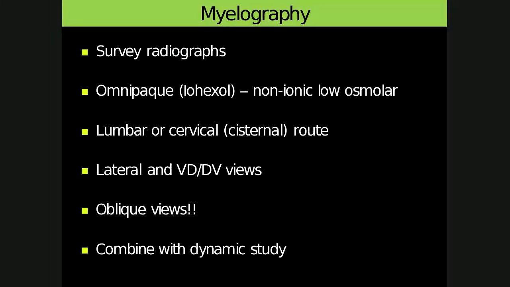So myelography is performed by first doing survey radiographs. This is to rule out obvious lesions, for example fractures, and get proper exposure factors. Omnipaque or iohexol is a non-ionic, low osmolar iodine-based compound, which is given into the subarachnoid space, either via the lumbar route or the cervical route, and then lateral, VD or DV views and oblique views are taken in all cases. And this can be combined with a dynamic study. A dynamic study are those ventroflex, dorsiflex, or traction views that we mentioned in our first lecture.